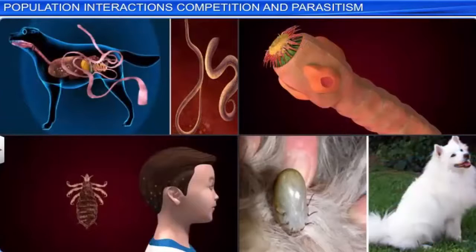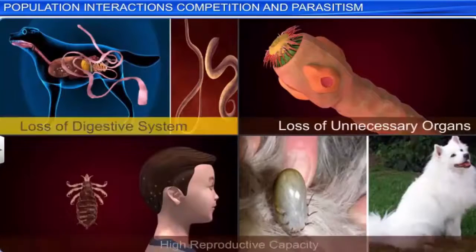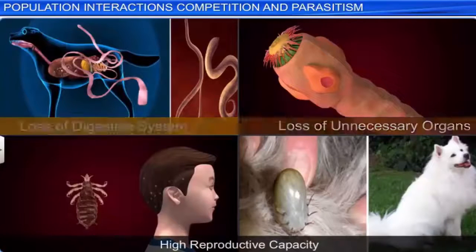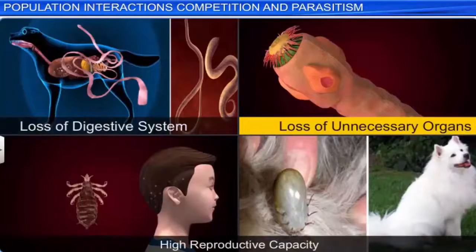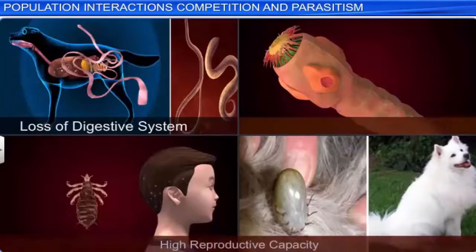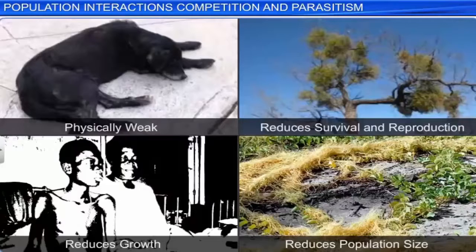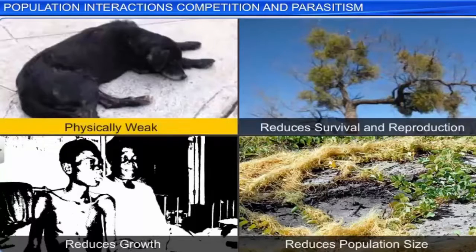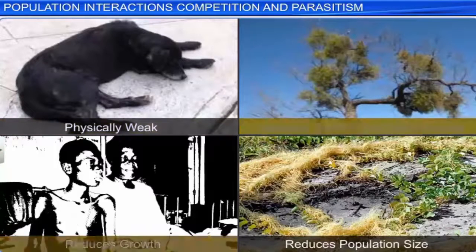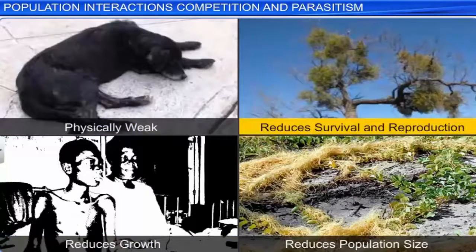Since parasites are partially or totally dependent on a host, they have developed special adaptations such as the loss of a digestive system and other unnecessary sense organs such as eyes, a high reproductive capacity, and the presence of adhesive organs or suckers to hold on to the host. Studies show that a large number of parasites are detrimental to their hosts as they make them more susceptible to predation by making them physically weak, reduce their growth, survival, and reproduction, as well as reduce the size of their population.